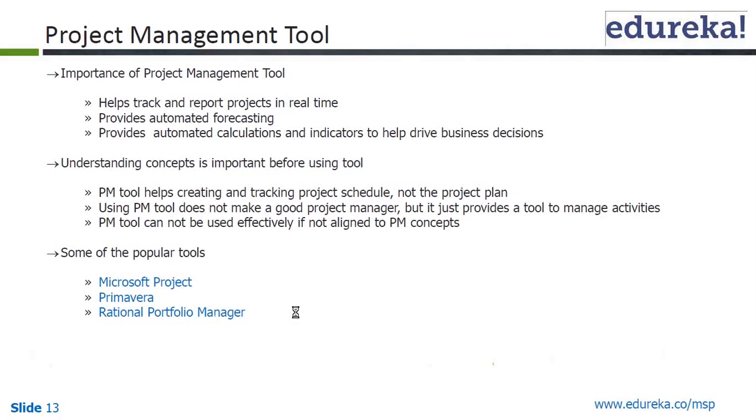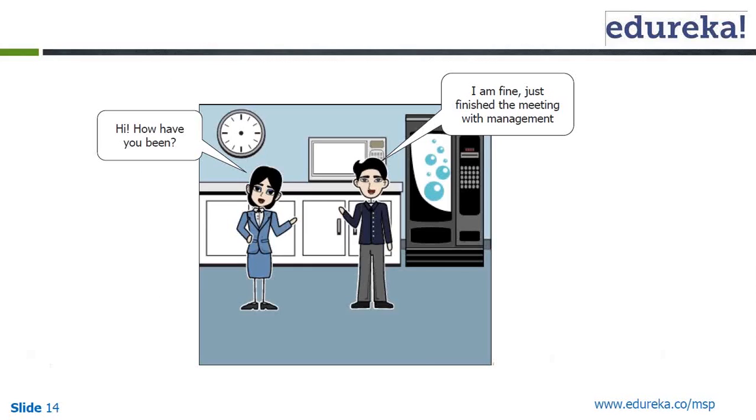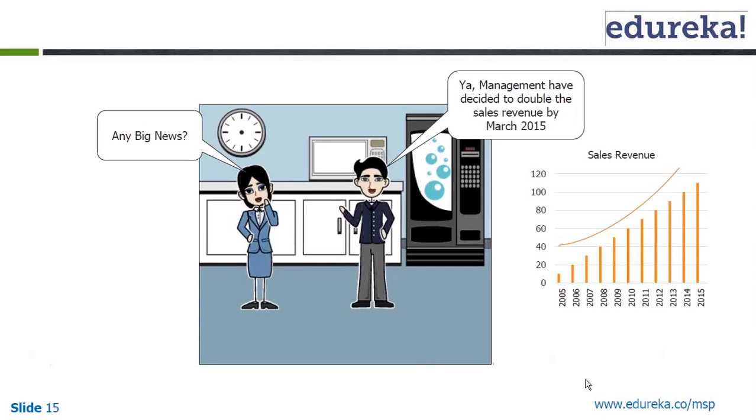So this is where we started a dialogue wherein: hi, how have you been? So there is a discussion that is happening between the two colleagues. So he says, I'm fine, just finished the meeting with the management. So they met maybe at the cafeteria and they're discussing. So she says, any big news? She says, yes, management have decided to double the sales revenue by March 2015. So you can see that you are in 2005 and by 2015 you need to double the revenue.